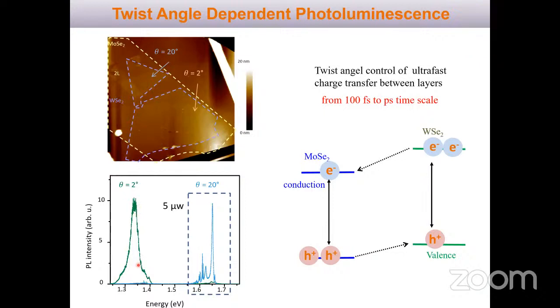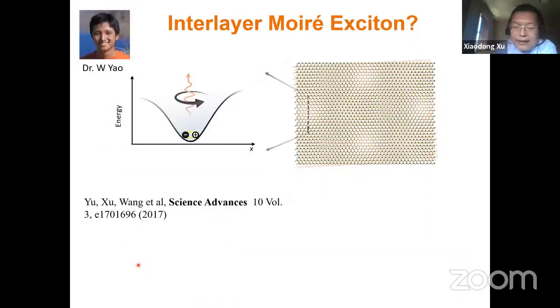So we'll show you in a moment what's happening here. When I talked to Wang Yao, imagine we have these Moiré superlattice potentials. If we zoom in on one potential, it looks like that. They have these smooth trapping potentials. And imagine if we only excite one exciton in the system, then this exciton is going to be trapped in these Moiré superpotentials. Then the system will behave like a quantum dot.